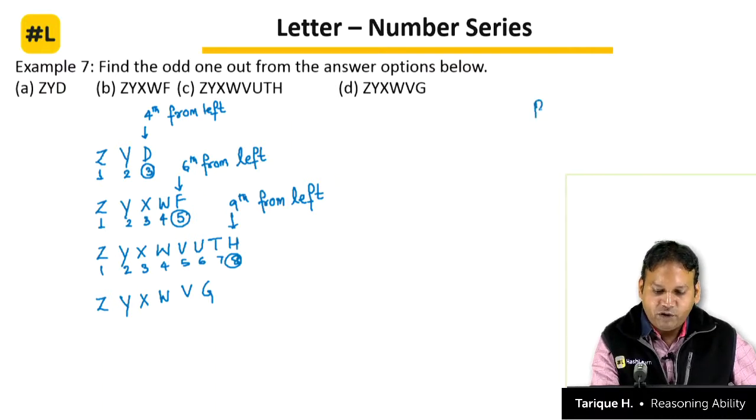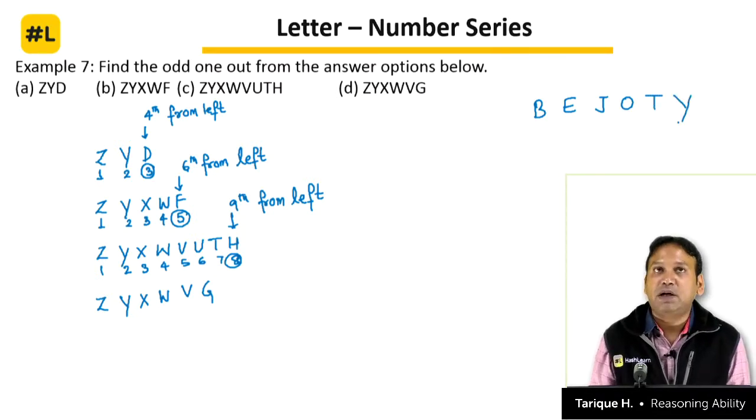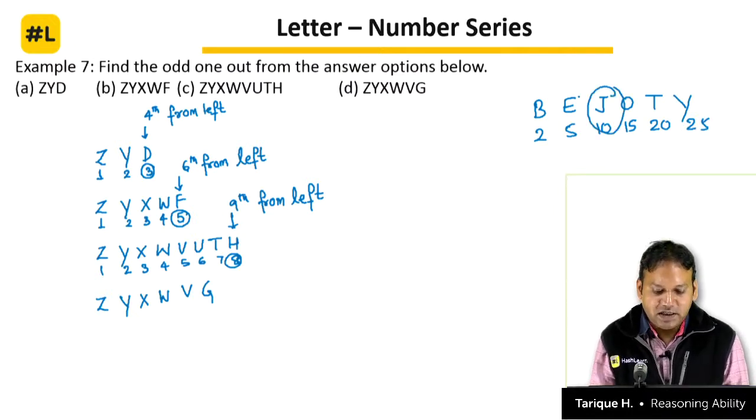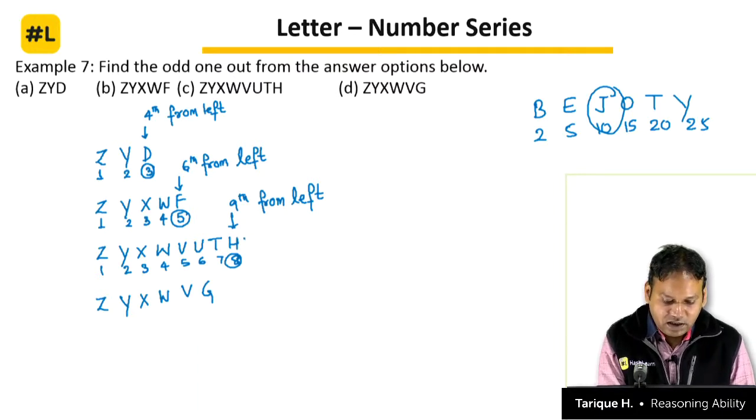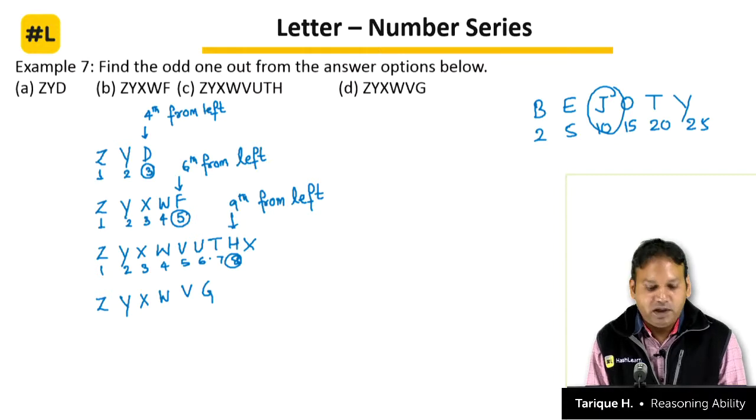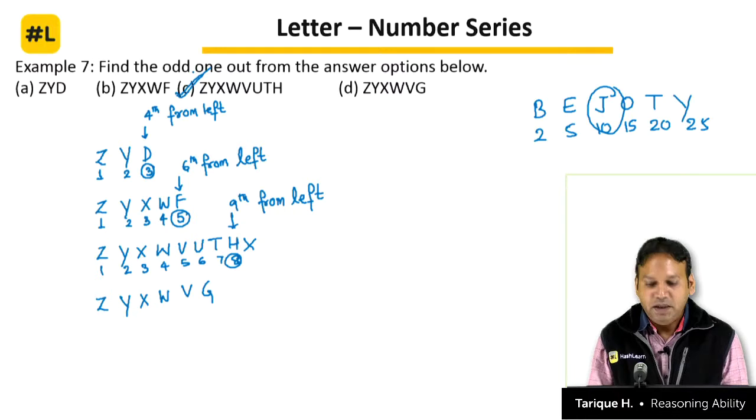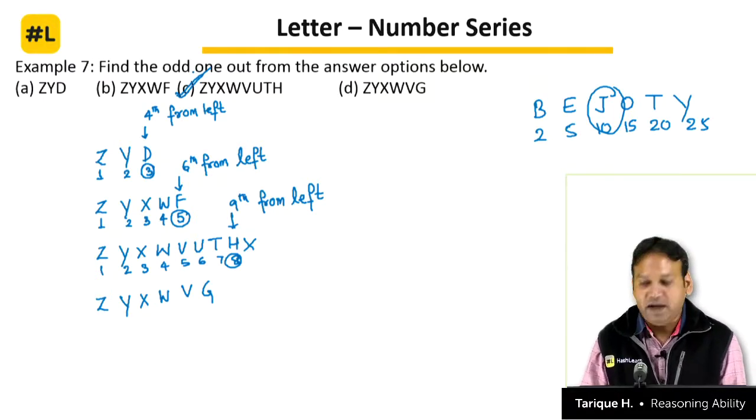Now this trick I have already given to you in the first session itself, that while solving questions on alphabet and letters, remember the word bijoti, where B is 2, E is 5, J is 10, O is 15, T is 20 and Y is 25. See, J is 10, so H, I, J, H is 8th from the left. H is not 9th from the left. That is why this is the odd one out. This is not following what the other two are following, so straight away the answer will become C. Clear? That's a way of solving this particular question of letter alphabet series.